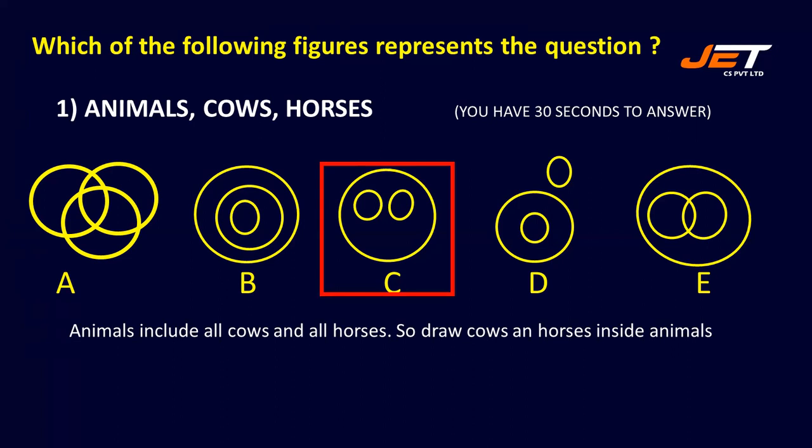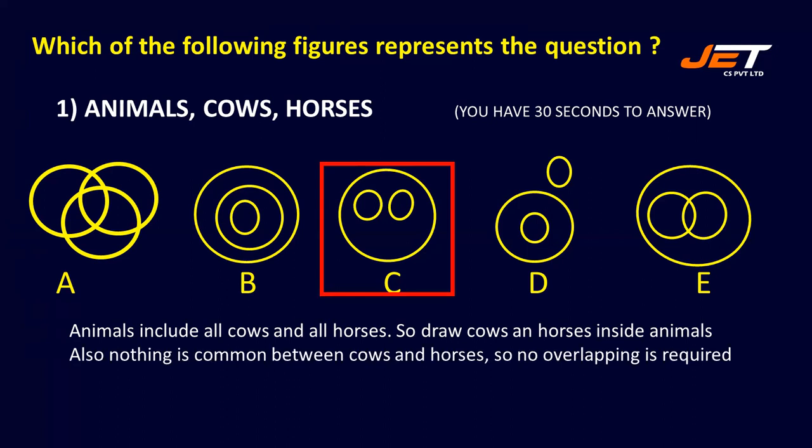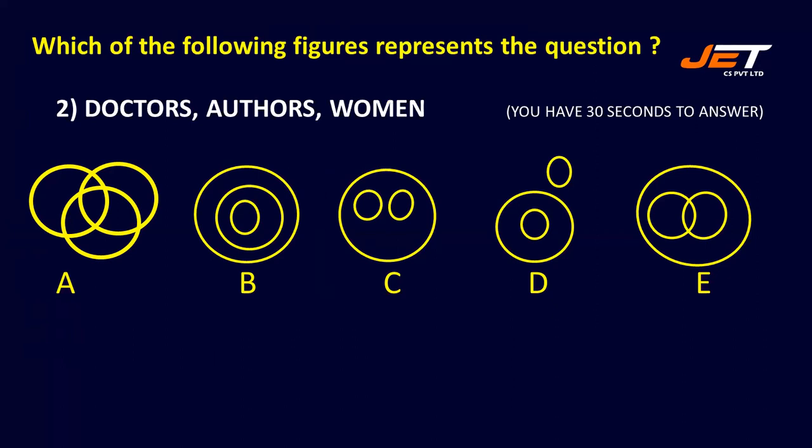Animals includes all cows and all horses. So draw cows and horses inside the animals, that is the circle. Also, nothing is common between cows and horses. Therefore, the overlapping is not done, because we know overlapping has to be done only when there exists a common thing between both. All right, with this, we are moving on to the next question.